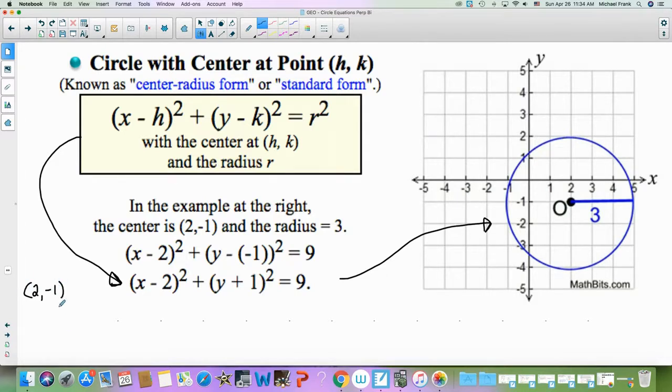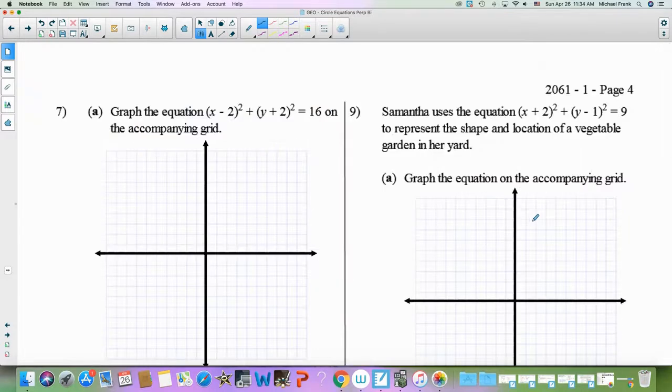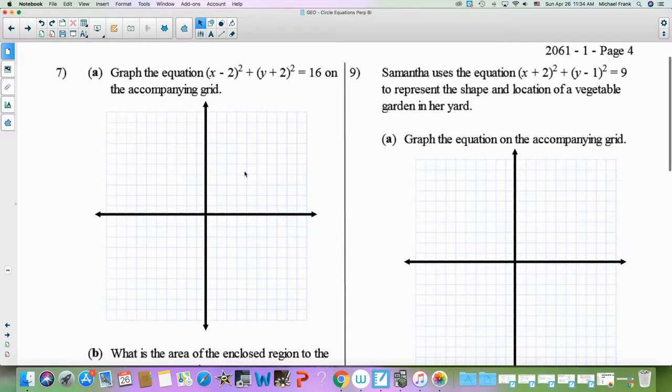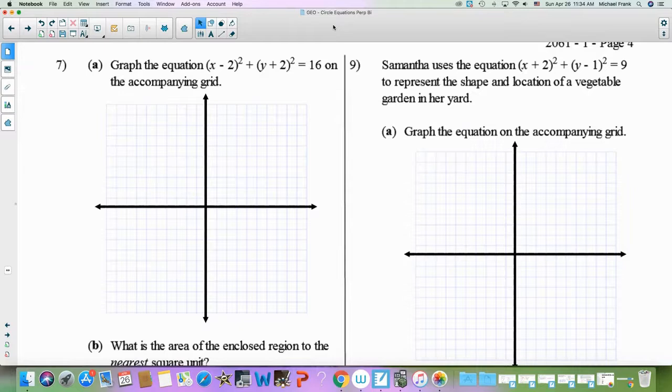So 2, negative 1 is the center, and the radius is still going to be equal to the square root, in this case of 9, which is 3. So now, instead of going to the center of the circle, we go to 2, negative 1, and we put the center. And then from the center, we count 3 in each direction and draw our circle. Let's take a look at 2 examples, and then we'll be done with this lesson. So number 7. Graph the equation: x minus 2 plus y plus 2, both squared, is equal to 16.